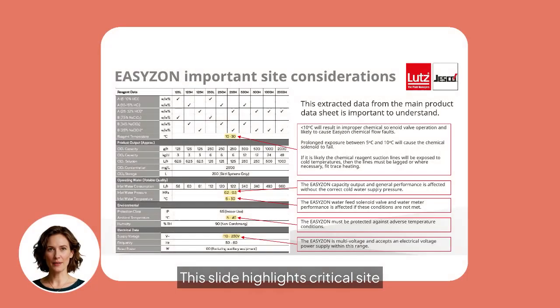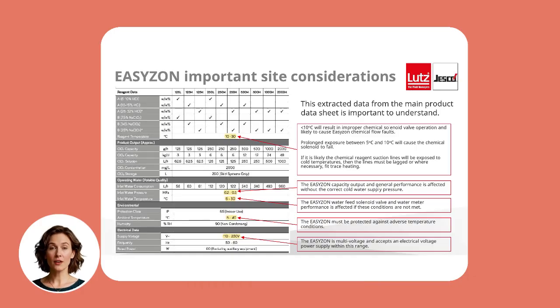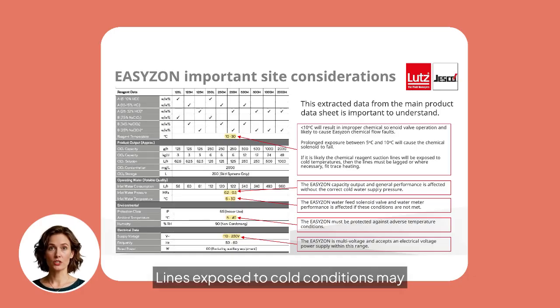This slide highlights critical site considerations from the datasheet. Reagents must be kept between 10 and 30 degrees, and inlet water pressure between 0.2 and 0.3 MPa. Ambient temperature, water quality, and supply voltage all influence performance. Lines exposed to cold conditions may require lagging or trace heating.